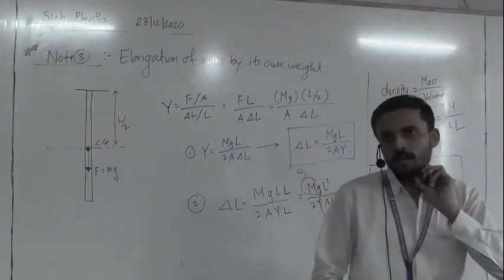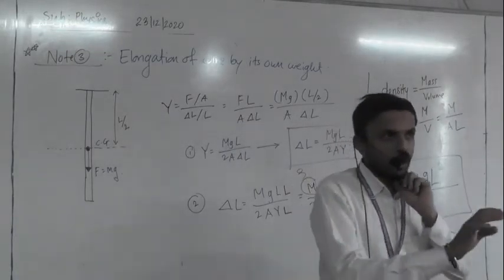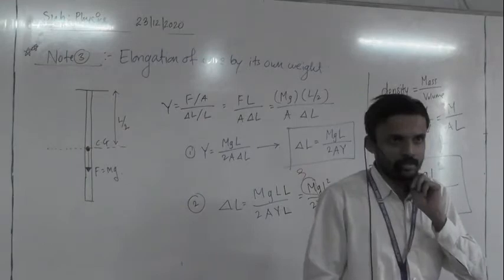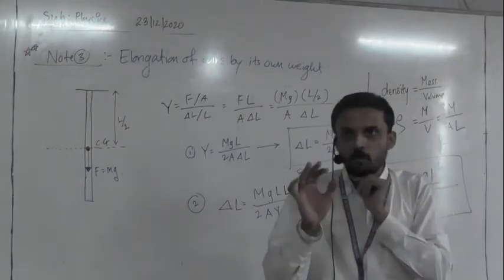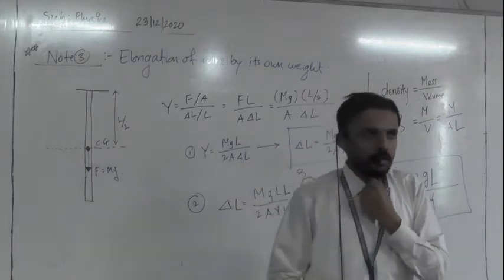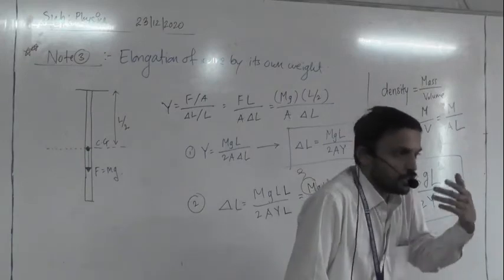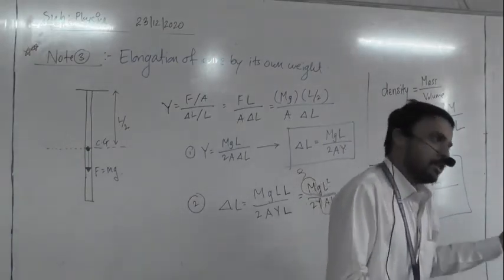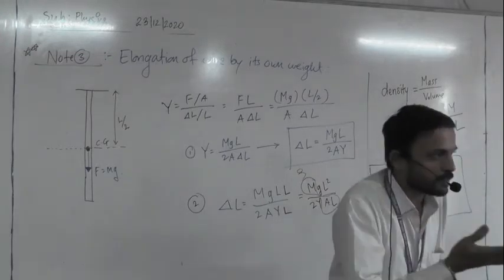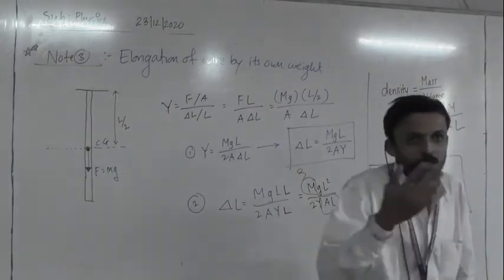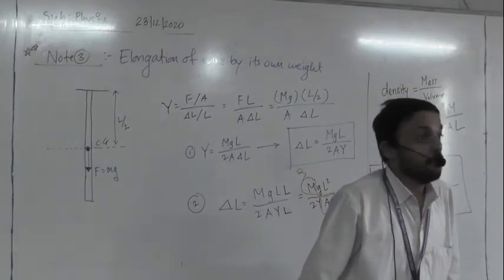Yesterday I explained to you about Hooke's law. The ratio of stress upon strain is constant for a given material, and that is the modulus of elasticity. So for my wire, the ratio of longitudinal stress upon longitudinal strain will be Y. That will be constant for a given material. So actually the graph should be a straight line for a solid.